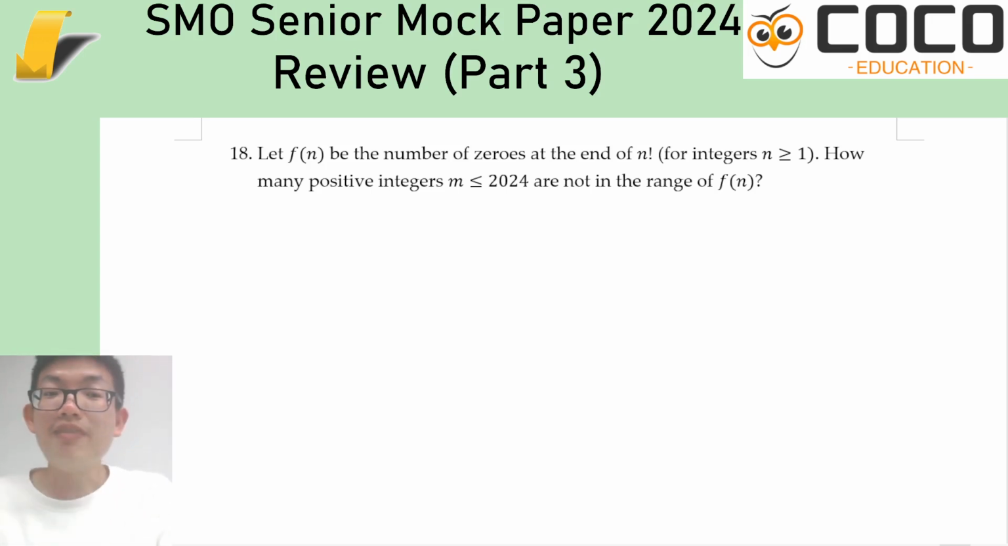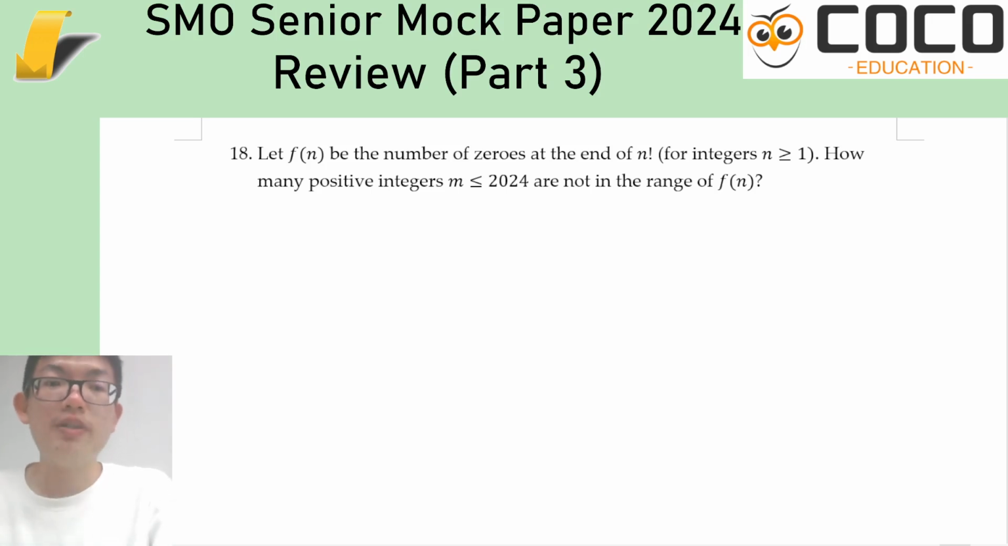Fn is defined to be the number of zeros at the end of n factorial. So we know that we have seen counting zeros questions before in a lot of Olympiad problems. But this is a bit different. It's asking how many positive integers m less than or equal to 2024 are not in the range of Fn.